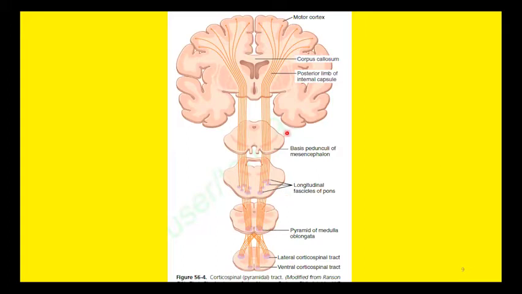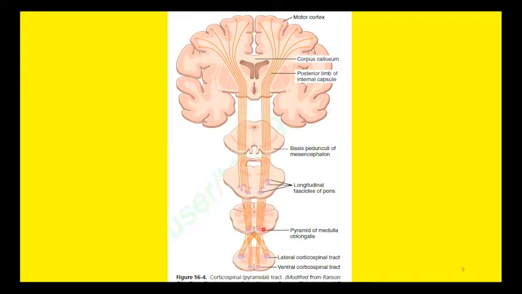They are called descending pathways. Why? Because they descend from the cerebrum. You can see the fibers arising from the primary motor cortex, premotor cortex, and somatosensory cortex. They descend towards the brainstem. They descend through the brainstem. They pass through the midbrain, pons, and eventually reach the medulla oblongata.